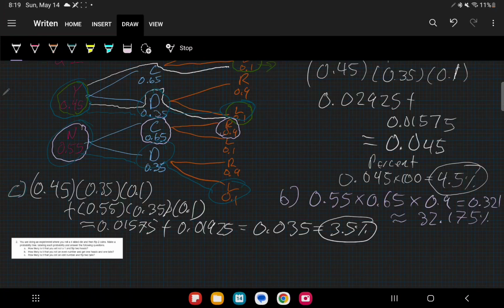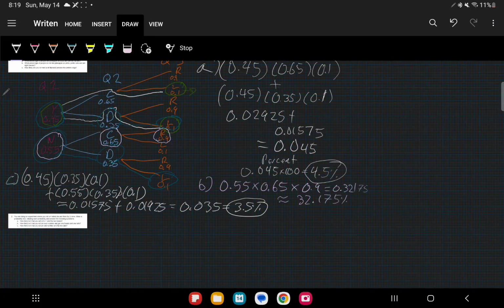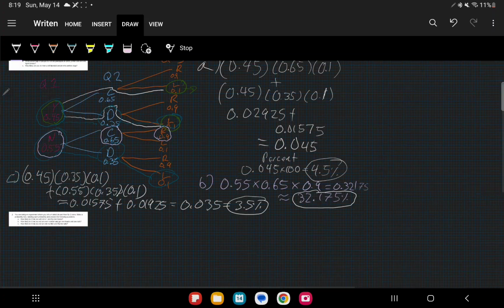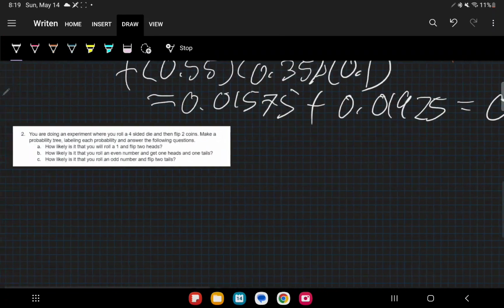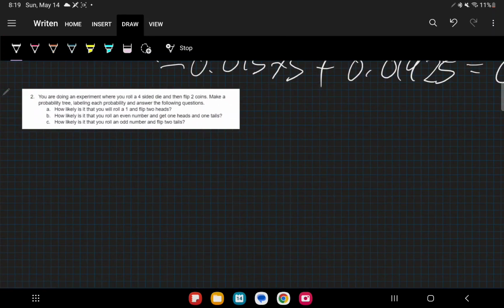You need all three plus the tree to get your full points. And they all need to be in percentage form. If you don't have them as percentages, you're going to lose points. Okay, last one. You're doing an experiment where you roll a 4-sided die and then flip 2 coins. Make a probability tree, labeling each probability, and answer the following questions.